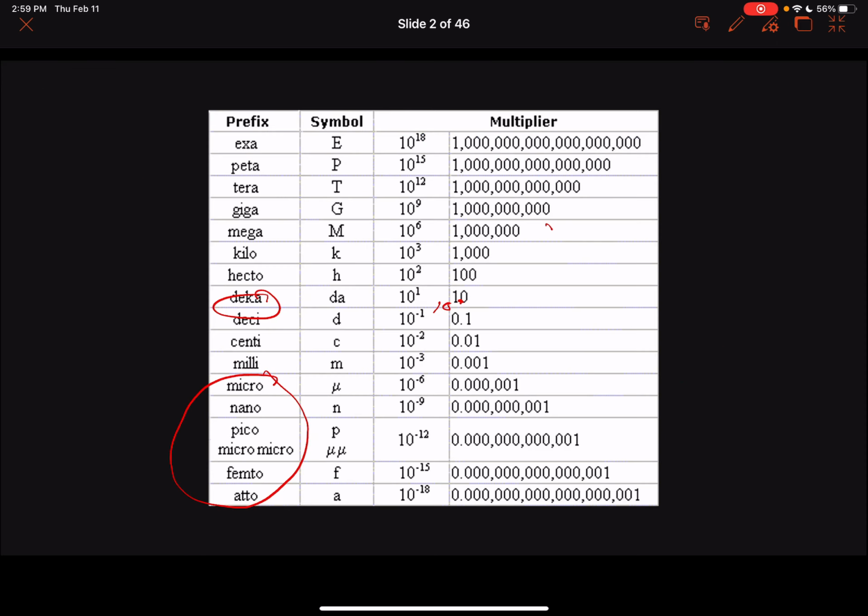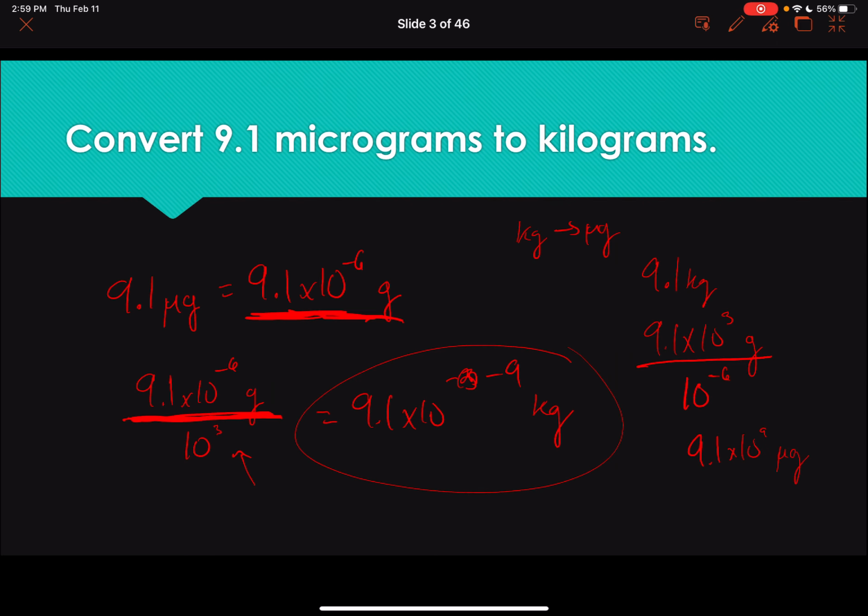Okay, so that's going backwards. And of course, we get a different result. We get the same number, but a different power because we're going in 2 different directions.